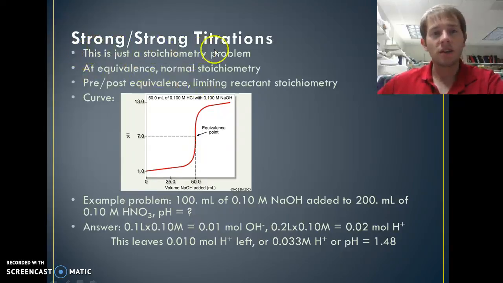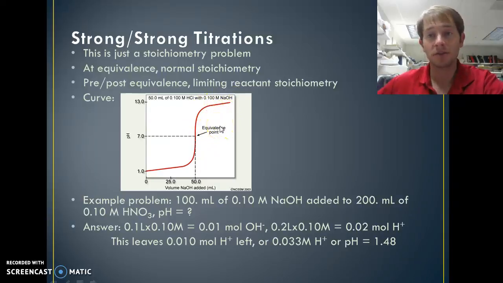When you have strong titrations, again, this is just a stoichiometry problem. At equivalence, it's normal stoichiometry, and pre- and post-equivalence is normal stoichiometry. Pre- and post-equivalence, the only difference is that you're dealing with a limiting reactant. Your titration curve looks like this, where there's very little change up until you get right around equivalence, and then there's a large dramatic change. It's pretty much what all titration curves look like.